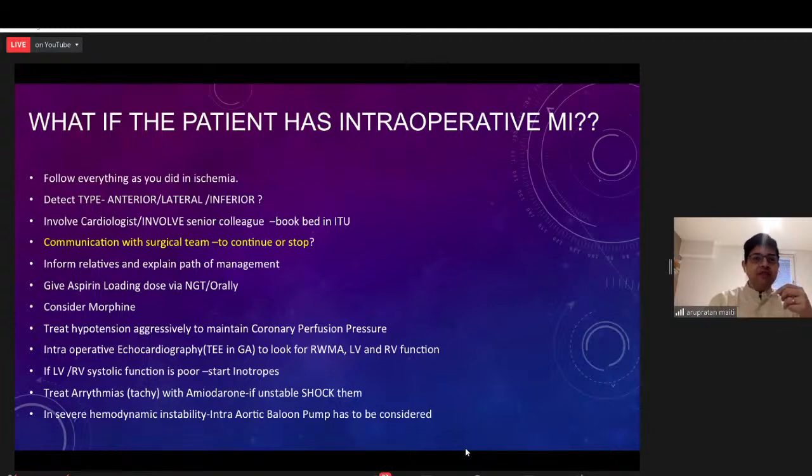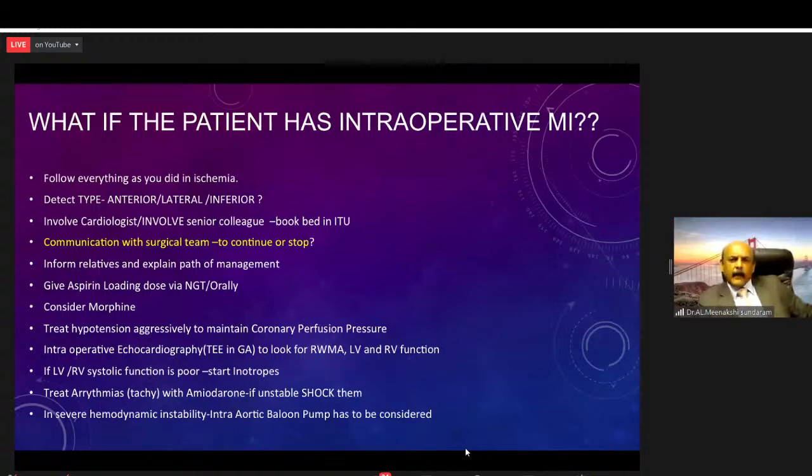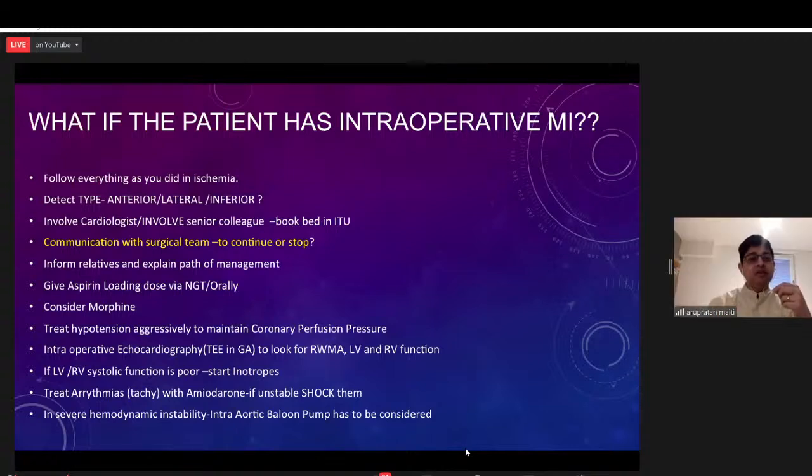Follow everything as you did in the case of ischemia, and again detect what type of MI it is. Is it anterior, lateral, or inferior, and is this STEMI or non-STEMI? STEMI is a transmural MI. It has a much worse prognosis, and there are a lot more implications if the patient has STEMI.